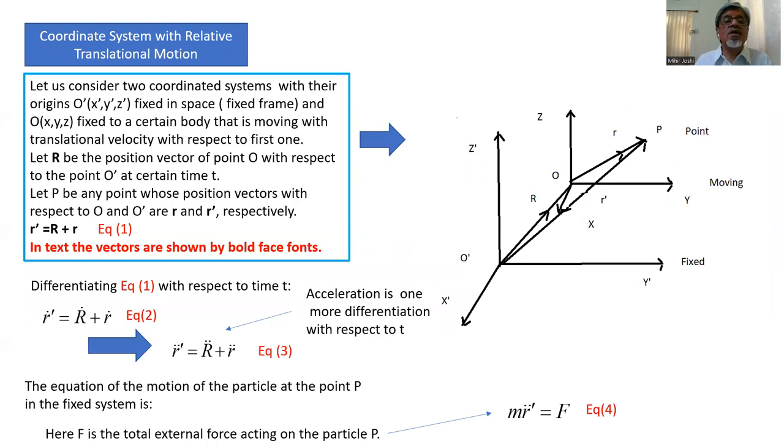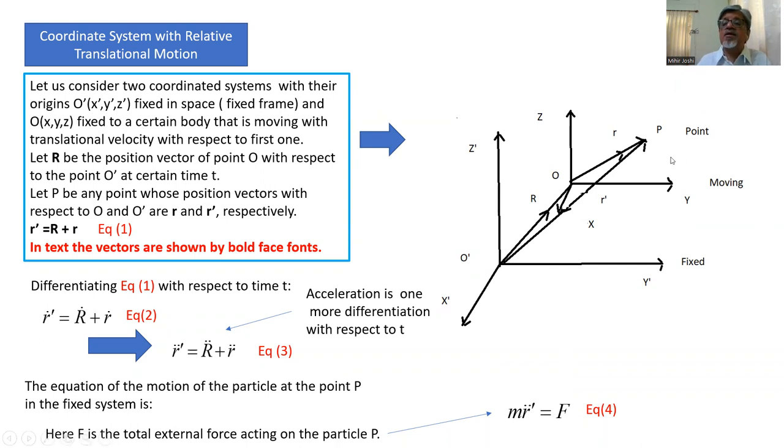Now we consider the coordinate system that is having a translational motion relative to the fixed frame of reference. In this figure, we try to see the two coordinate systems or two frames. One is the moving one, represented as x, y, z, having origin at O. And another one is the fixed frame, having origin O prime and coordinate axes x prime, y prime, and z prime.